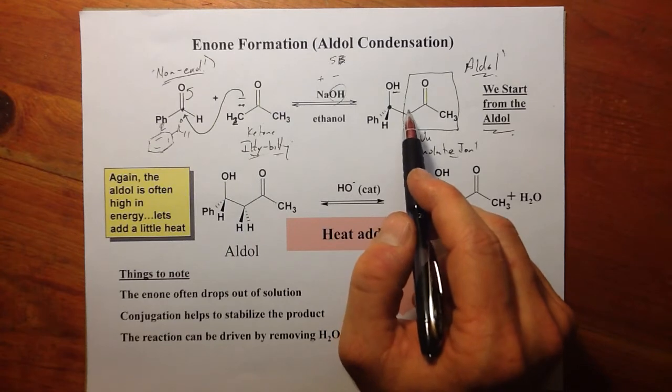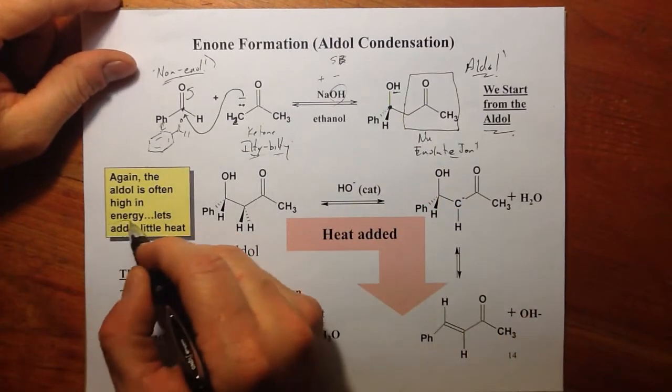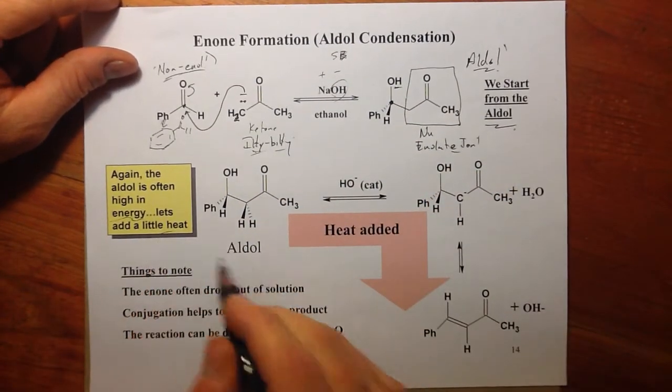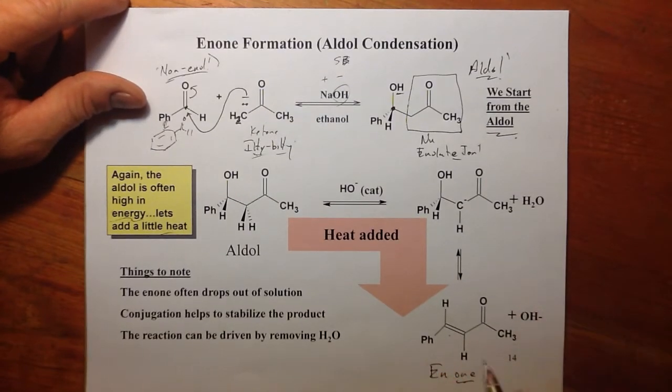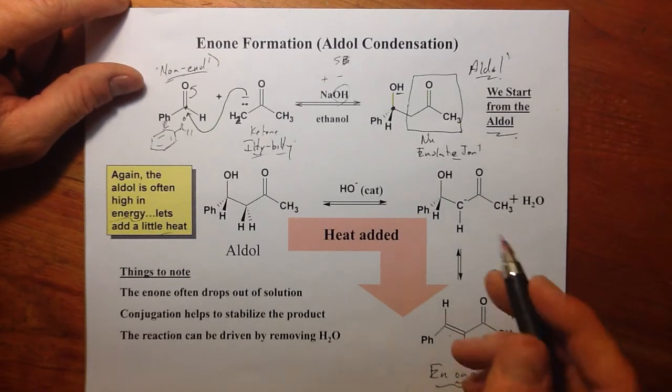If we add heat, this high energy aldol can go to what's called an enone. This is called an ene for the sake of the carbon-carbon double bond you have there. And it doesn't matter if it's an aldehyde or a ketone, that carbonyl is giving us the source of the name one, enone. So we have an enone that we can form. How do we do it?